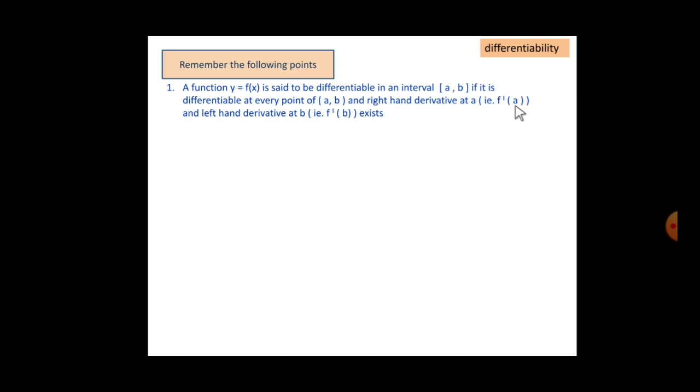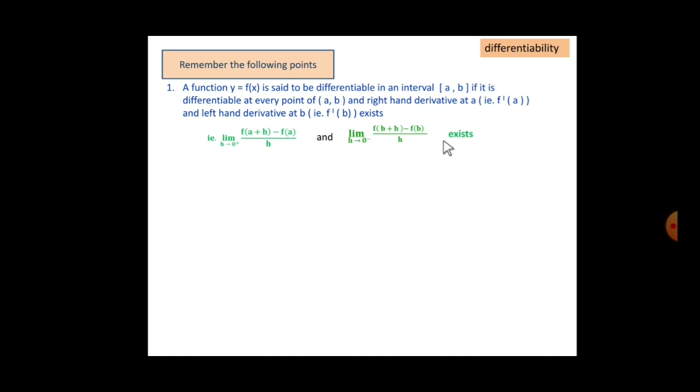Here actually plus is not written, and here minus is not written, so make this change. Here it is a plus and this is b minus. It should exist. So that is the limit as h tends to 0 plus of f of a plus h minus f of a divided by h, and the limit as h tends to 0 minus of f of b plus h minus f of b divided by h exist.